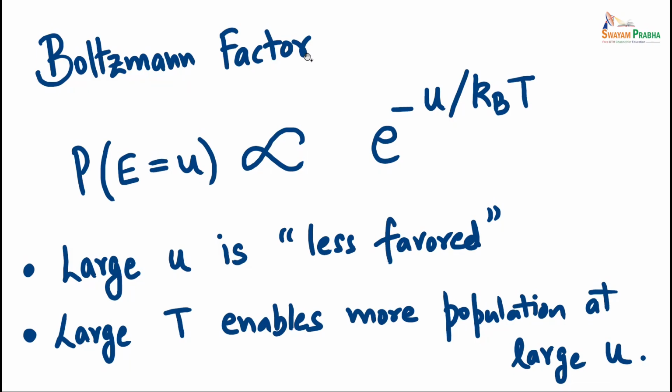Large U is less favored, so as you go away from the Earth's surface, the atmosphere becomes rarefied, and large temperature enables more population. If you heat up, then more gas will go to the top. All of this can be seen built into this equation.